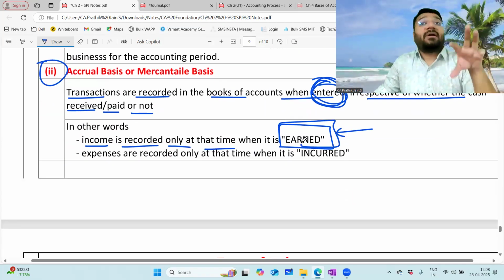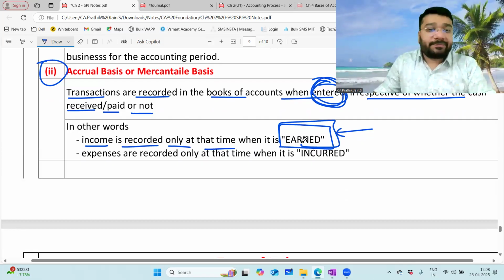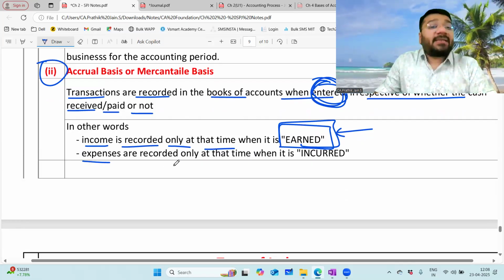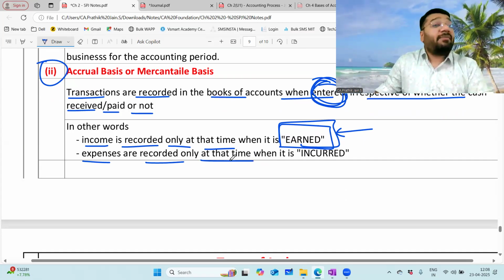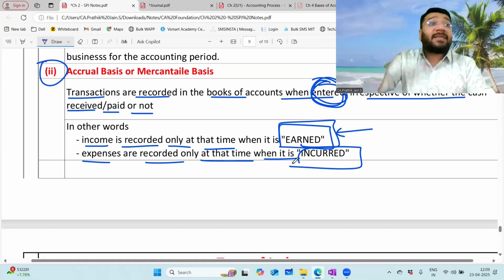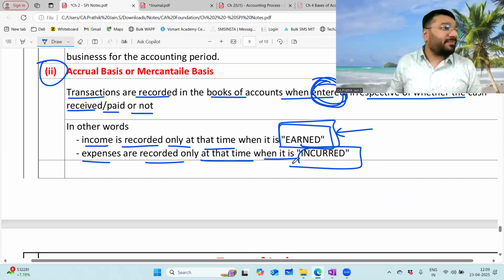Now, what is the meaning of income earned? I will discuss that. Hence, expenses are recorded only at that time when the expenses are incurred. So what is the criteria for recording expenses here? Incurring is the criteria. Under cash basis, paying is the criteria.